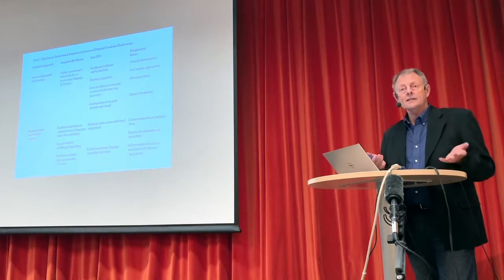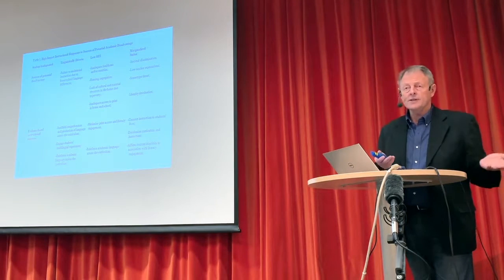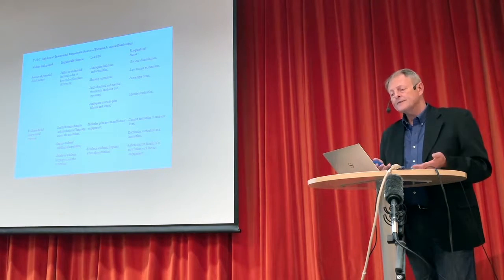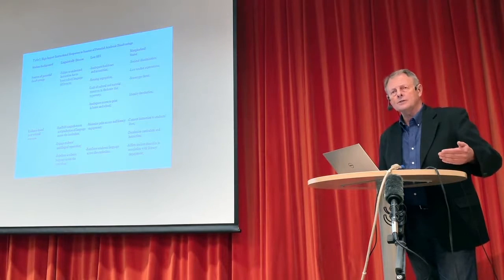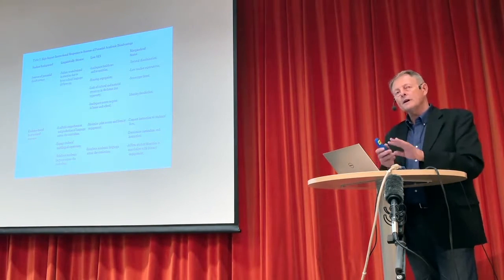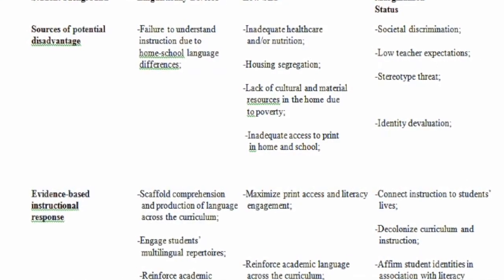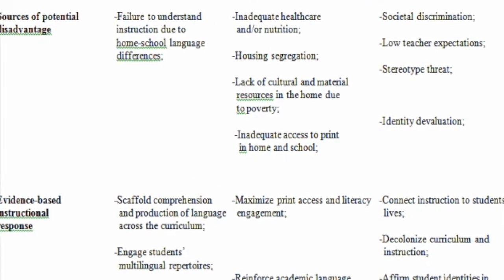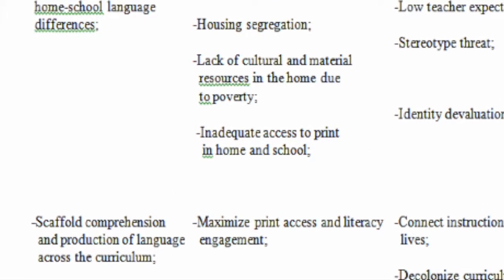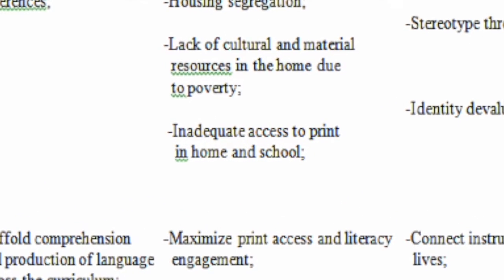But one of the things that does characterize Sweden, as well as the United States, is housing segregation amongst families from lower socioeconomic backgrounds. And there's not much students or schools can do about that, at least in the immediate future. But if we look at some of the other causal factors operating with students from lower socioeconomic backgrounds, one of the major things is inadequate access to print in the home and often, at least in the United States context, in school.